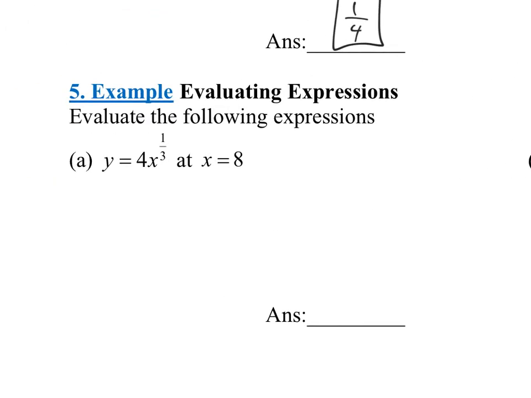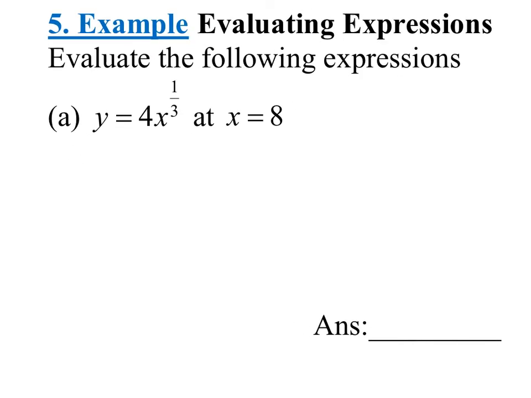Let's make sure we know how to evaluate expressions. So this is y equals 4x to the 1/3. This would be an exponential form of the problem. So if you remember, x to the 1/3 is the same thing as the cube root of x. In other words, what number cubed equals that? So what we're really looking at here is y equals 4 times the cube root of 8. So the question would be, what number cubed equals 8? What number cubed equals 8 would be 2, because 2 times 2 times 2 is 8. So this is really 4 times 2, which is 8. So the final answer here would be 8.